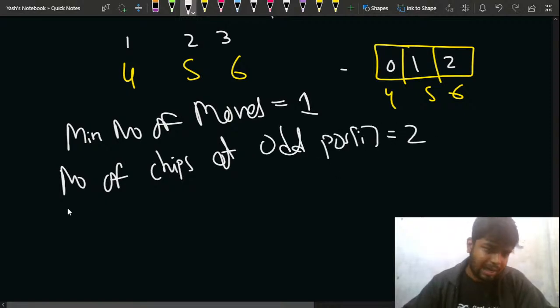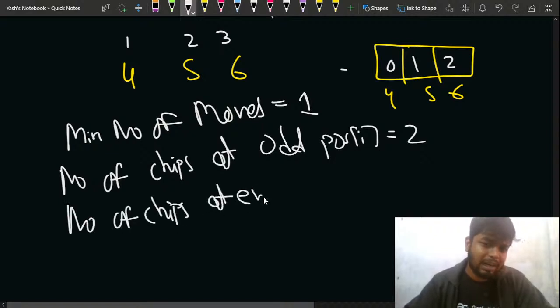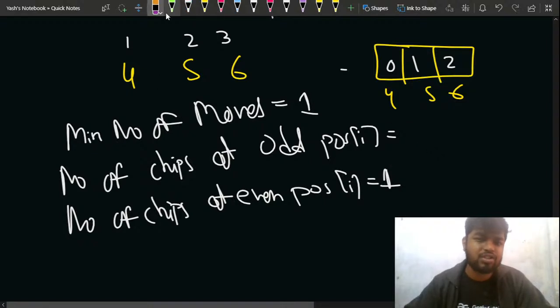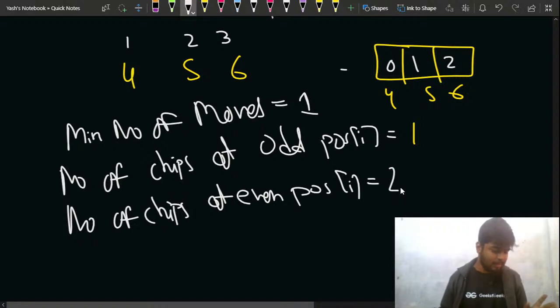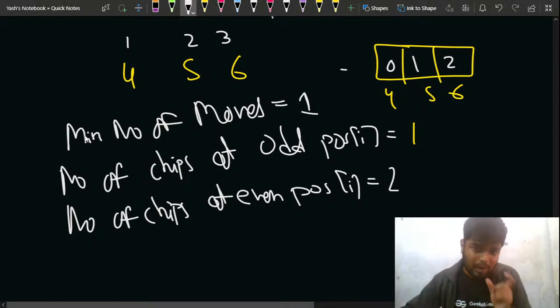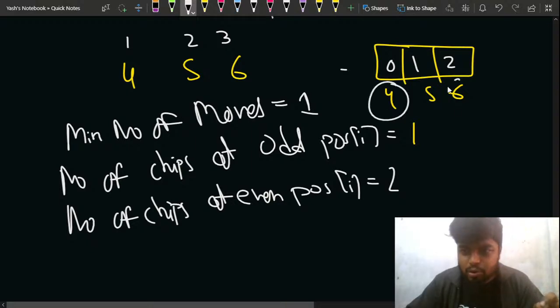It's 2, and the number of chips at all the even positions of I are 1, right? At the odd, sorry, at the odd you only have one chip, and at the even you have two chips, right? So can I say that I can move all the even index chips to one particular index?